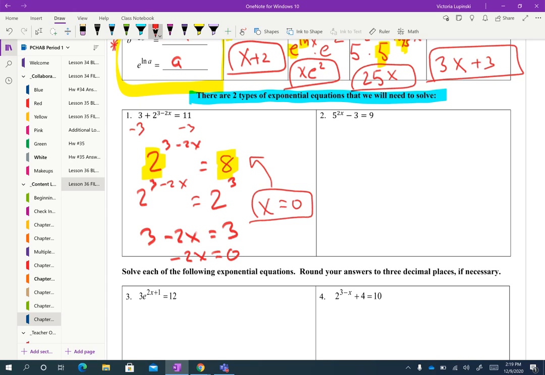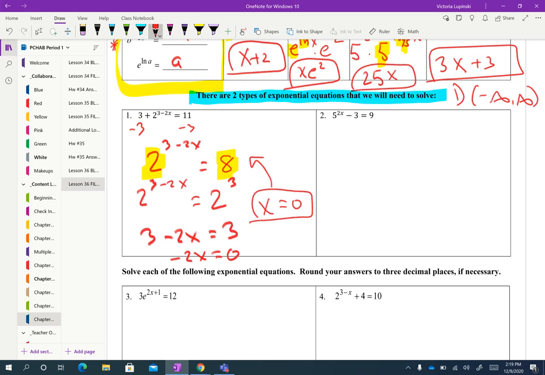Something else to be aware of here: notice that this is an exponential equation. When it comes to exponential equations, the domain of an exponential, remember, is all real numbers. So no matter what you get will be a solution. You don't have to worry about checking for negatives and zeros. That's only for logs, not for exponentials.